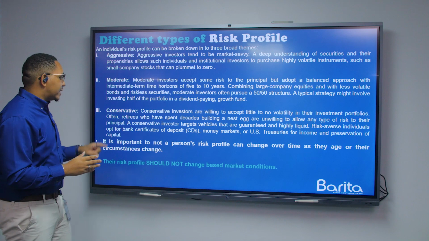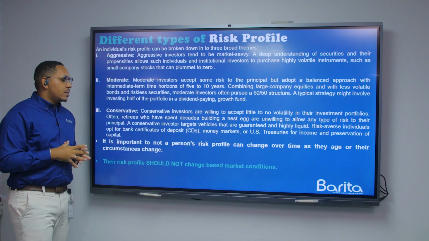A university graduate may not have a job yet, so they may have the willingness but not the ability. Somebody who's been working for 10 years may have the ability and the willingness. Then somebody who's about to retire may have the ability, but they may not have the willingness. So again, you move along the risk profile scale, which is not wrong. There's nothing wrong with that. But what is wrong is when your risk profile changes because the market does not look good right now.